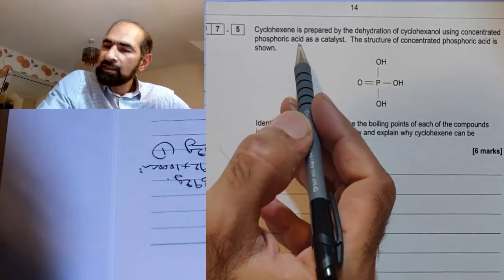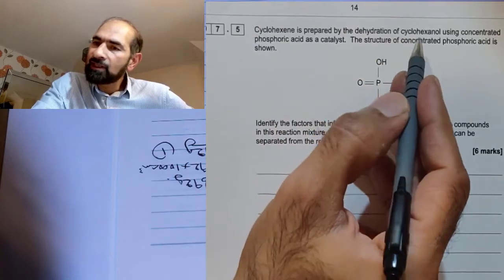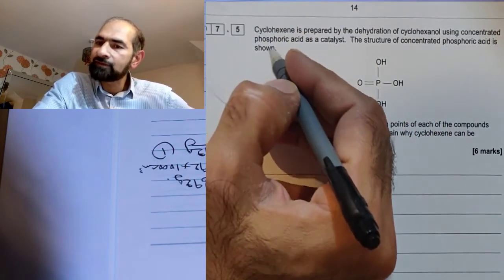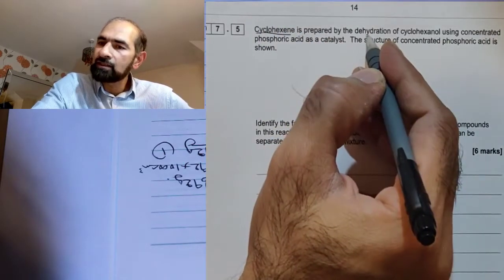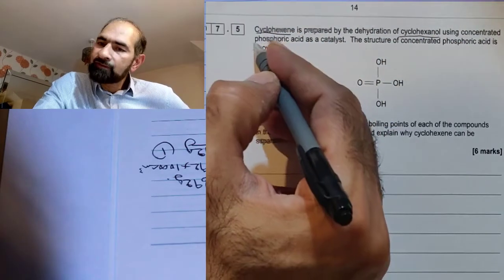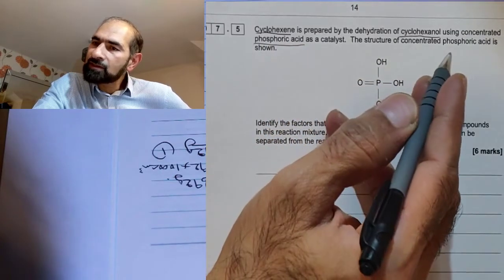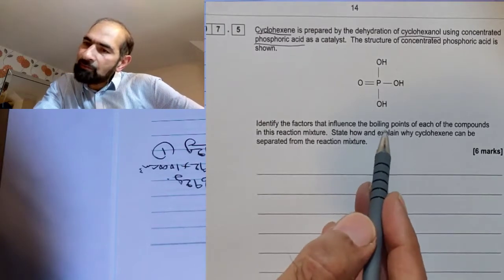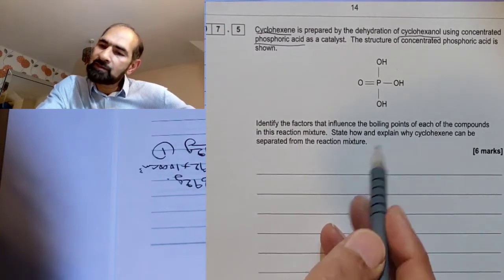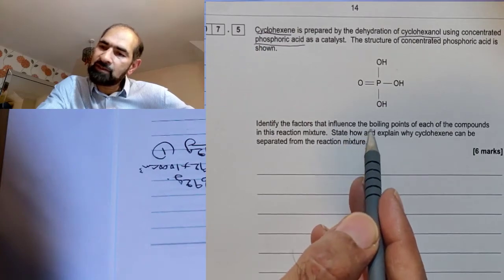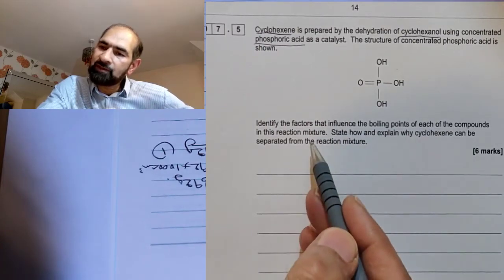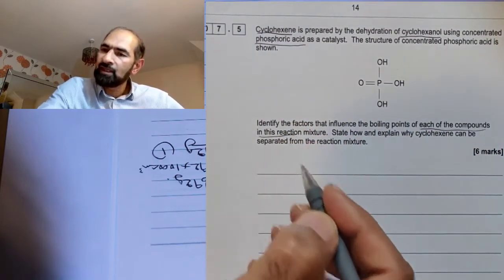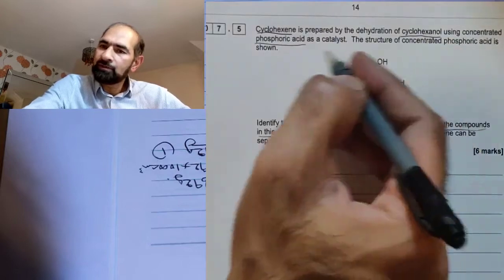So cyclohexene is prepared by the dehydration of cyclohexanol using concentrated phosphoric acid. So cyclohexene, cyclohexanol, phosphoric acid as a catalyst. The structure of concentrated phosphoric acid is shown. Identify the factors that influence the boiling points of each of the compounds in this reaction. That means 1, 2, 3.